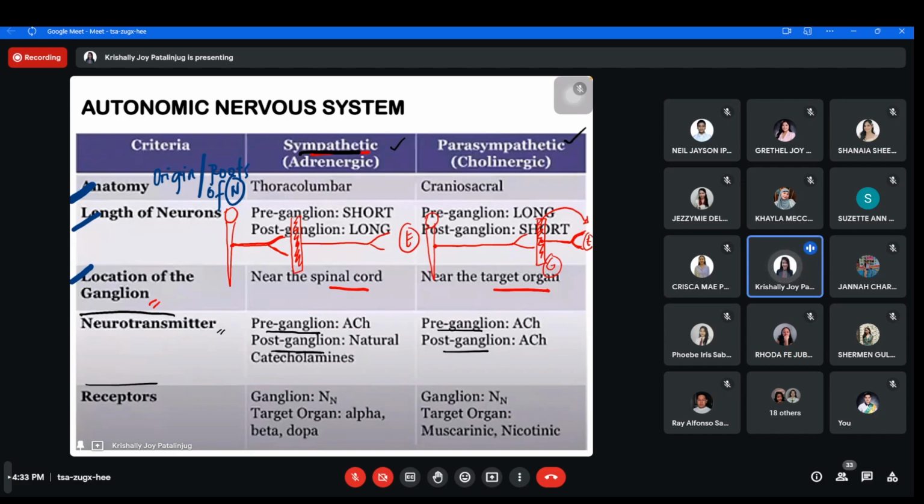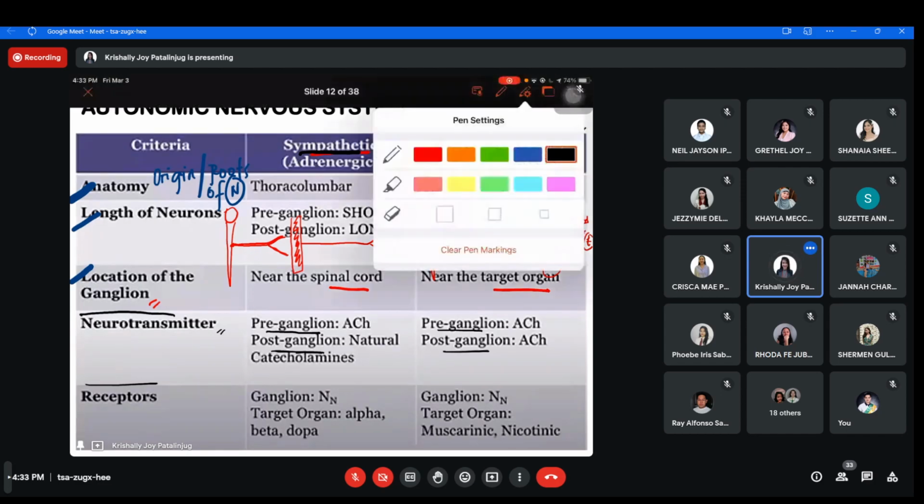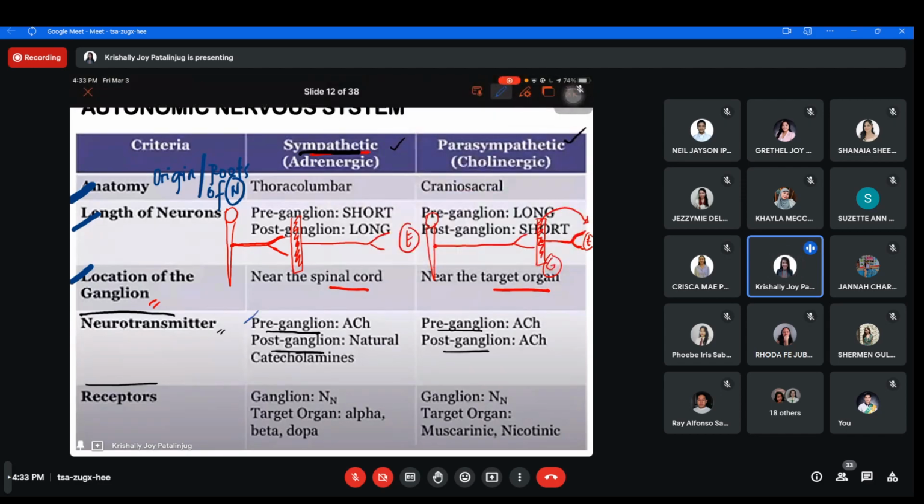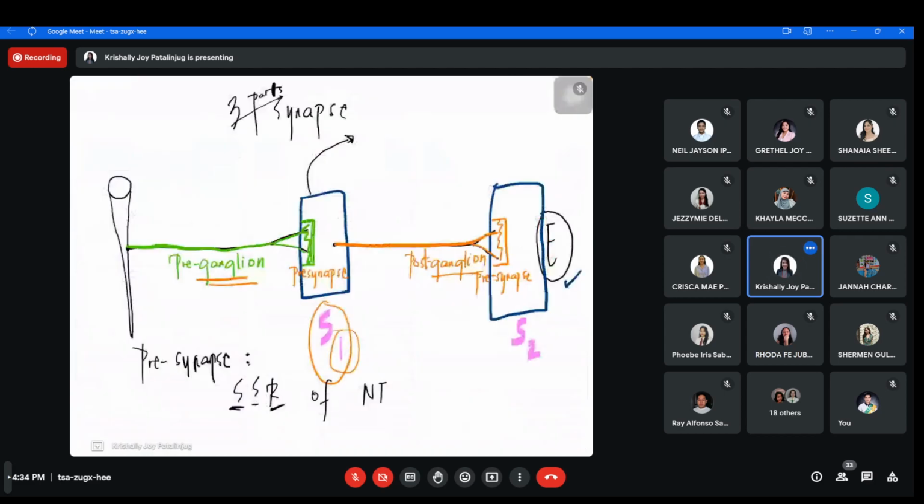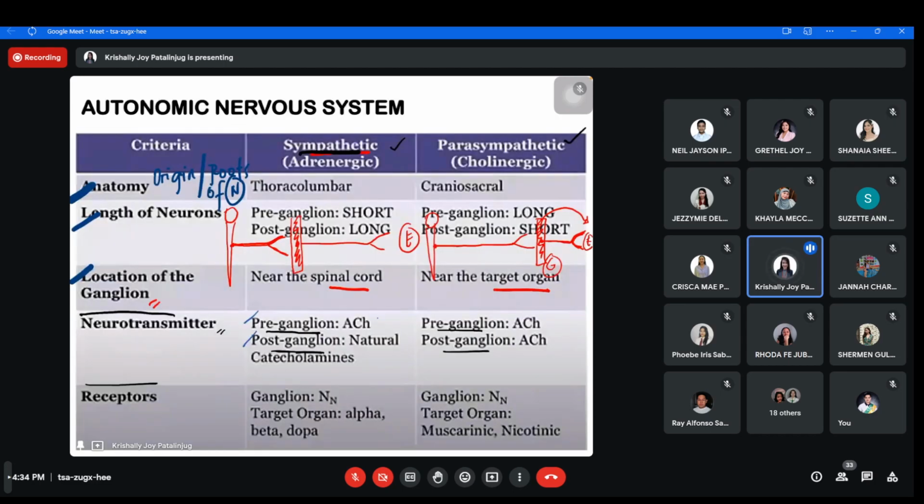Okay, to identify the neurotransmitter. Again, it is because the preganglion and the postganglion are considered the pre-synapse, okay, ng mga synapses dito. Okay, doon nangyayari ang SSR of neurotransmitter. Okay, let's identify ano-ano yung mga neurotransmitters specifically released kapag sympathetic nervous system. Okay, so it will differ. Number 1, acetylcholine. Acetylcholine is the preganglionic neurotransmitter.